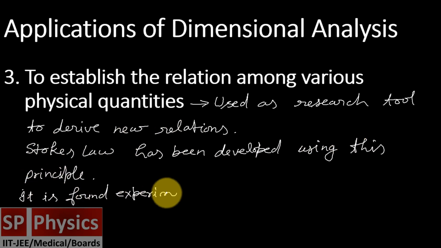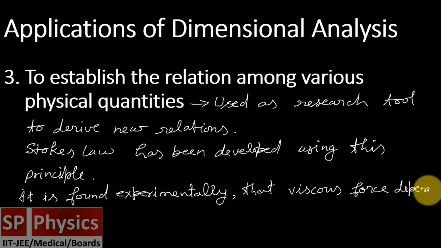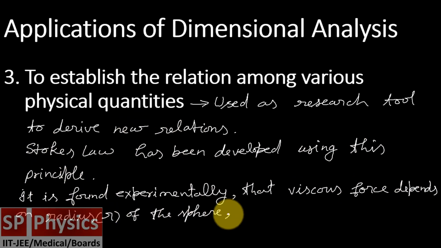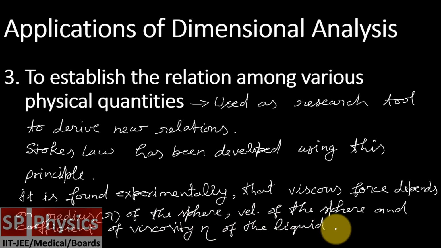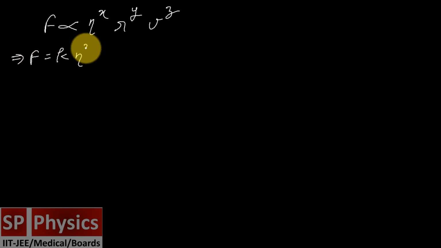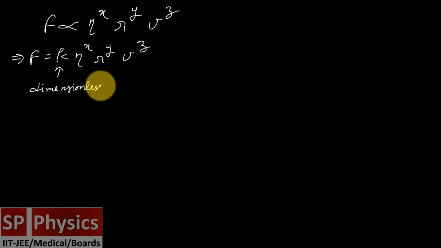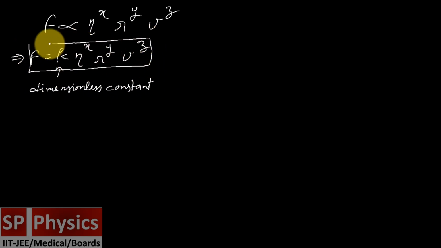It is found experimentally that viscous force depends on the radius r of the sphere, the velocity v of the sphere and the viscosity eta of the liquid. So we write F proportional to eta^x r^y v^z. It can also be written as F is equal to k eta^x r^y v^z. Here k is a dimensionless constant, and x, y, z are unknowns to be determined. To be a correct equation, it should be dimensionally correct.